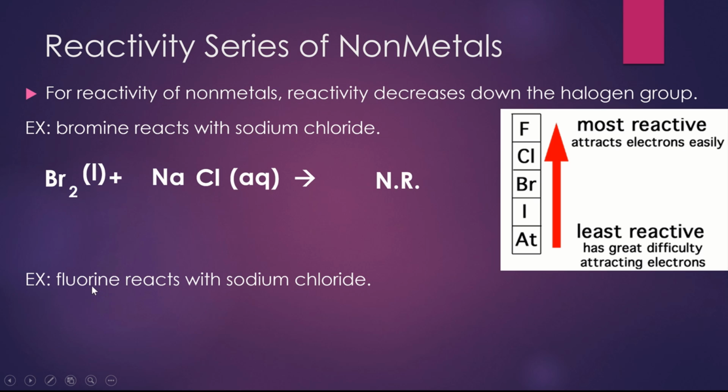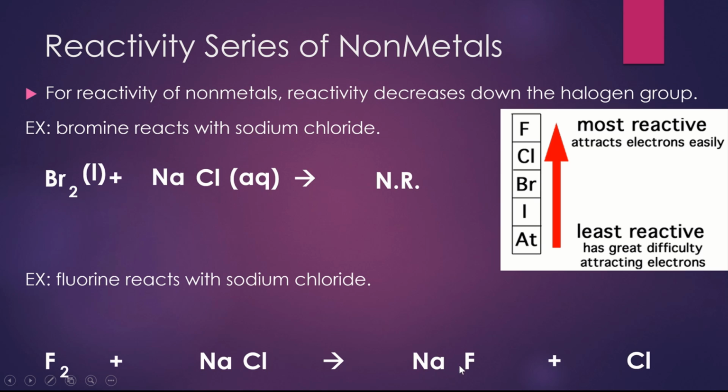Let's try another one. Fluorine reacts with sodium chloride. Fluorine and sodium chloride. Again, sodium and chloride, they each have a +1 and a -1. No reason to write any subscripts. Fluorine is also one of our diatomics. So there's our 2 for fluorine. This time, fluorine is the most reactive halogen, so it definitely will replace chlorine. So we'll end up with sodium fluoride and chlorine by himself.